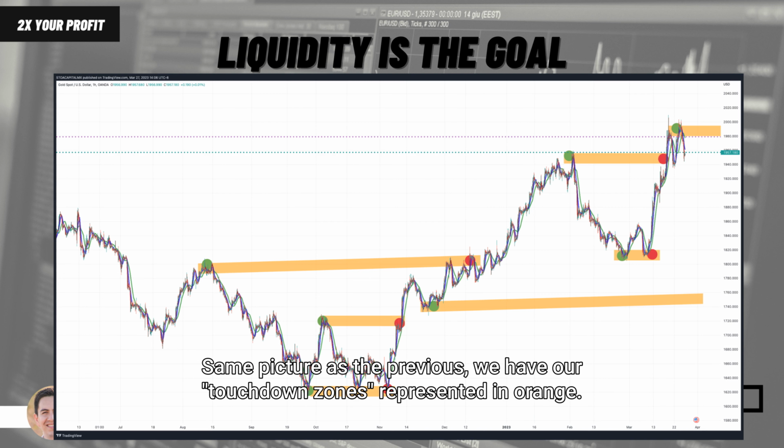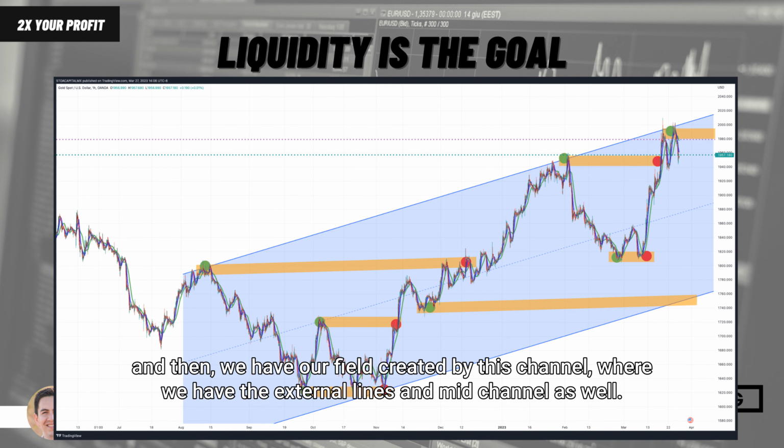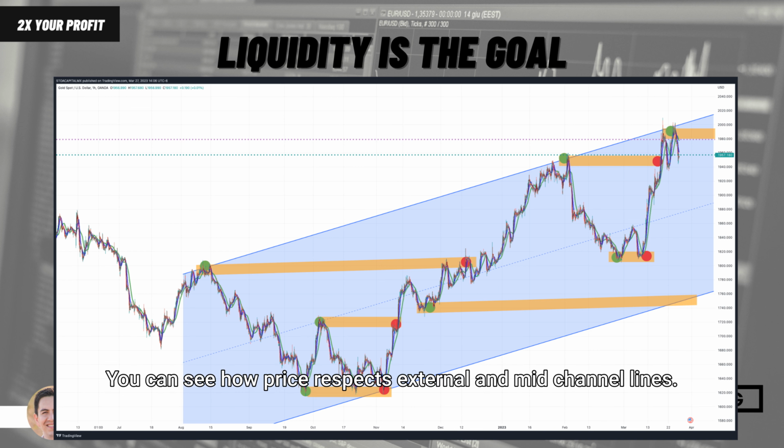This is gold versus the US dollar. Same picture as the previous, we have our touchdown zones represented in orange. The green dots show where the liquidity has been opened, and the red dots where the liquidity has been closed. And then, we have our field created by this channel, where we have the external lines and the mid-channel as well. You can see how price respects external and mid-channel lines.